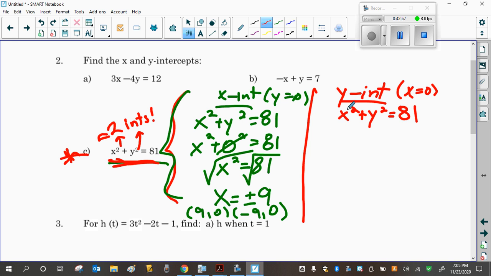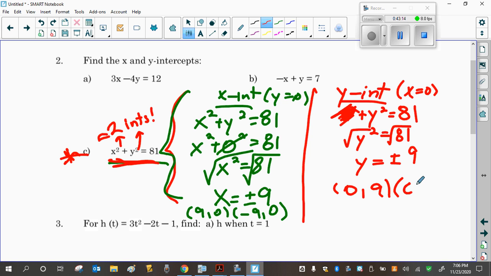Okay, so y-intercept means there's no x part. So I have to solve y squared equals 81. Square root of 81 is positive negative 9. And then don't write this in reverse. Don't write this as an x-intercept. It has to be the y-intercept.